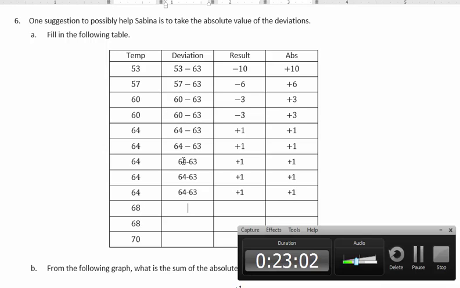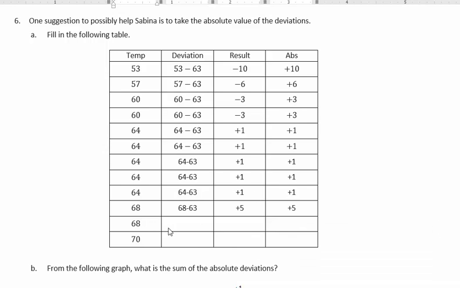Now notice it's changed to 68 because that's my new value right here minus the mean. So now it's positive 5. The absolute value is positive 5. So now I'm going to go to my next one. There's one more 68, value minus the mean, positive 5, positive 5. And my last value is 70 minus 63, which is a positive 7, positive 7. So I have my chart filled out.